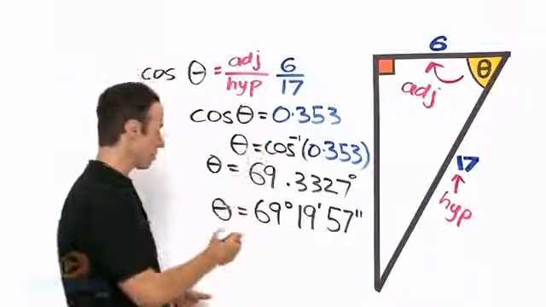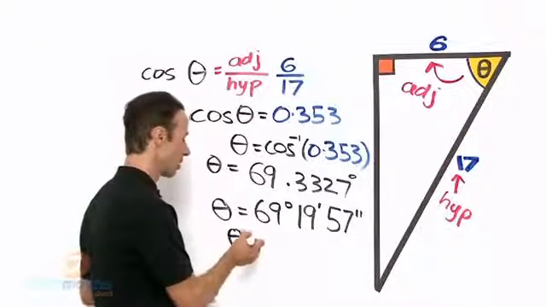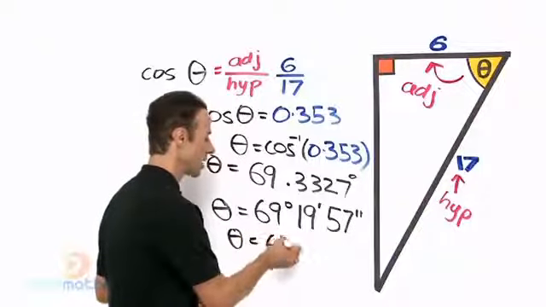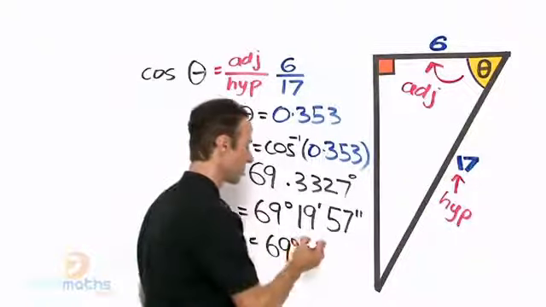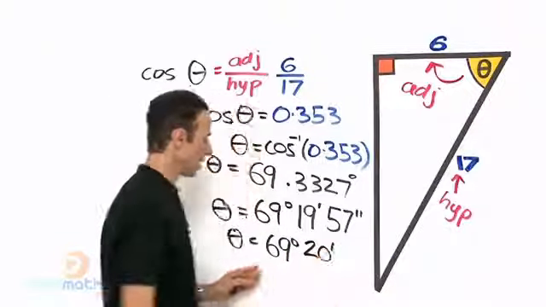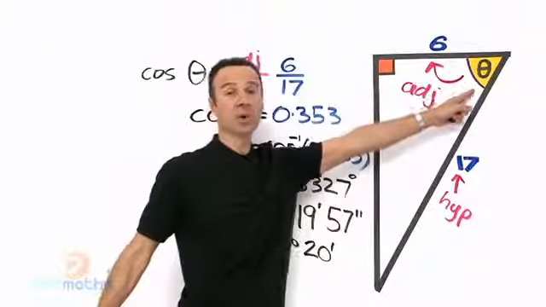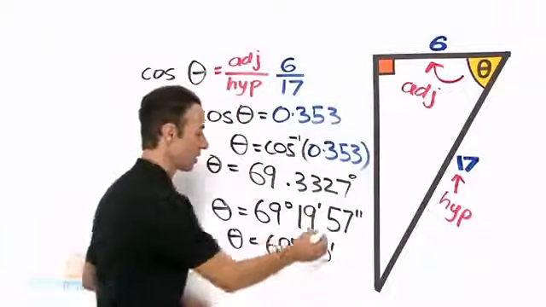So the angle, the missing theta, is theta equals 69 degrees. That's rounded up, so it becomes 20 minutes. And that's the answer, the missing pronumeral theta right over there.